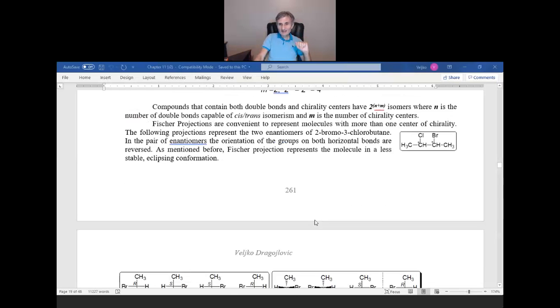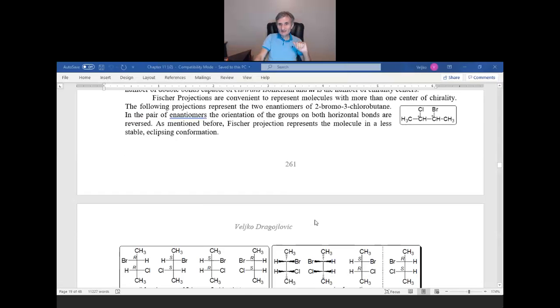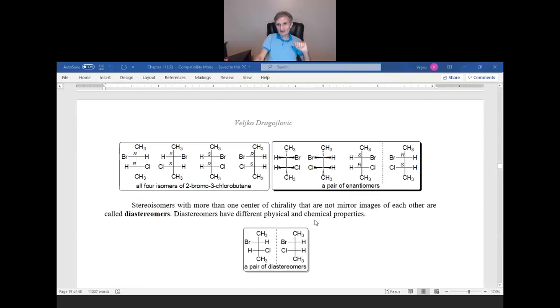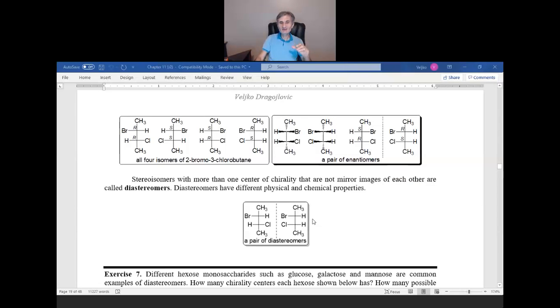To represent, in this case, enantiomers and diastereomers, we use Fischer projections. They are much more convenient, because then we can see exactly which pair is a pair of enantiomers and which pair is a pair of diastereomers. It's much more difficult to see that from a perspective drawing. You could see it, but it's more difficult.